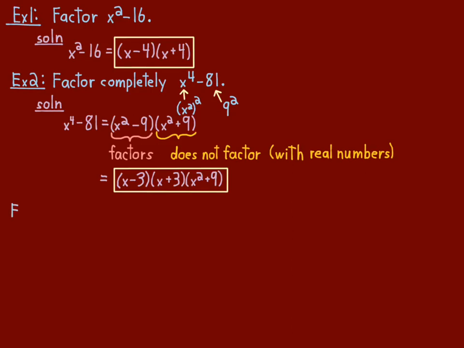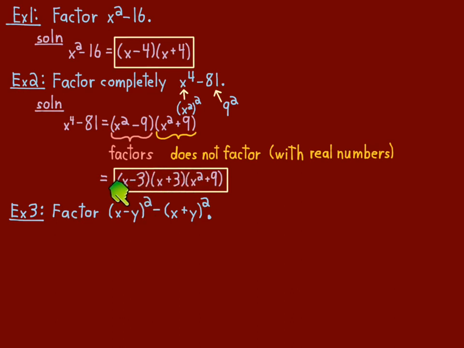Okay, so third example. Factor x minus y squared minus x plus y squared. One mistake people make is they immediately want to multiply these out. Then you subtract and some terms will go away and stuff like that. But it's much easier than that. This is a difference of 2 squares.